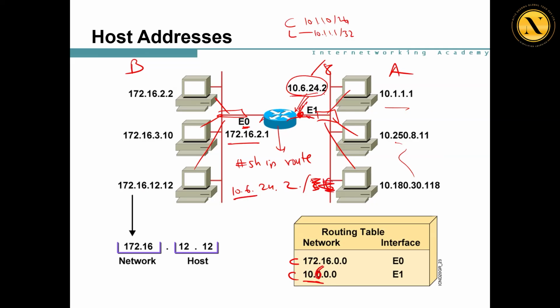Had somebody given here /24, that means 255.255.255.0, here it would have been 10.6.24.0. Understand? Yes.